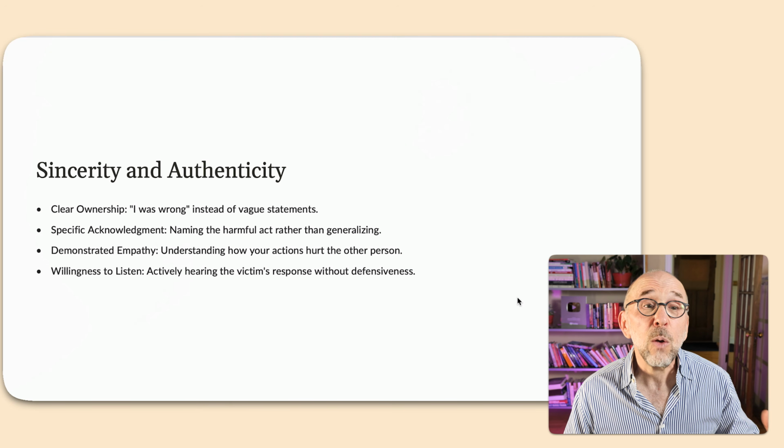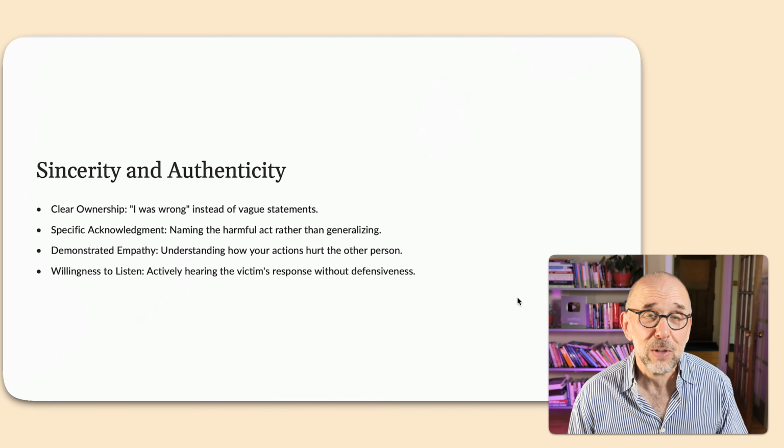It has to be sincere for an apology to count. And there isn't a perfect rule of sincerity. Sincerity is kind of in the eyes of the beholder, but here are some suggestions about how you can make an apology more sincere. There has to be clear ownership. So, I was wrong, instead of some vague statement. Politicians and public figures and YouTubers will often make these very vague, kind of slippery apologies where it's a non-apology apology. And I'm going to get to some of those in a minute.